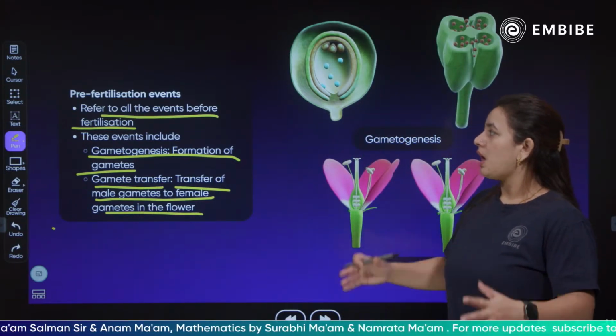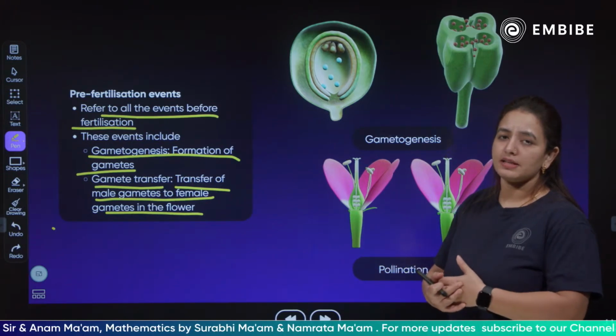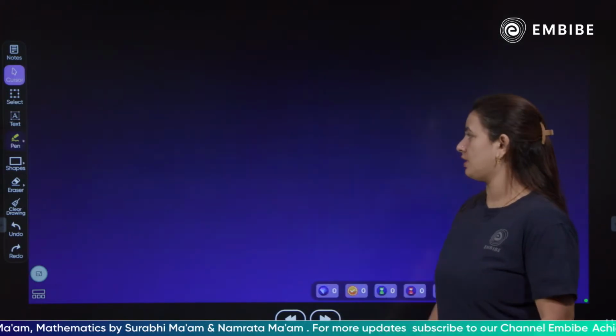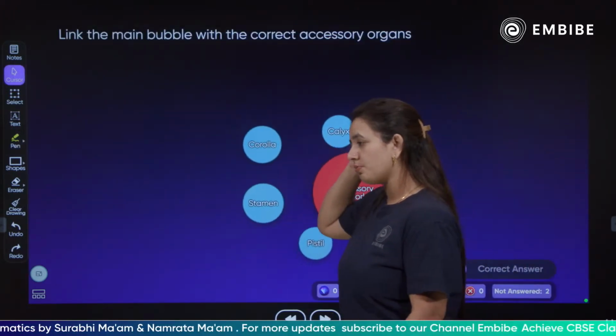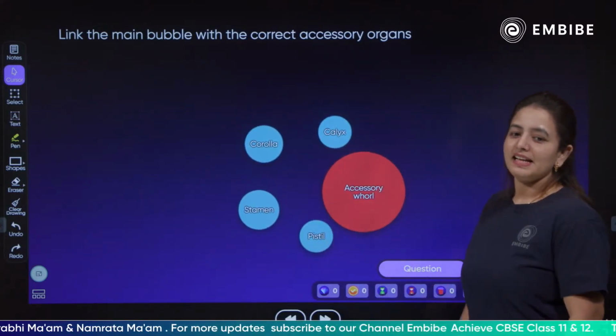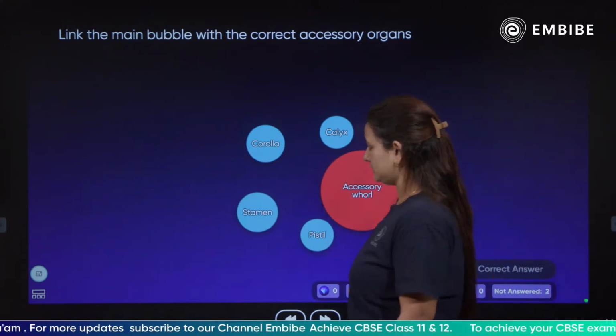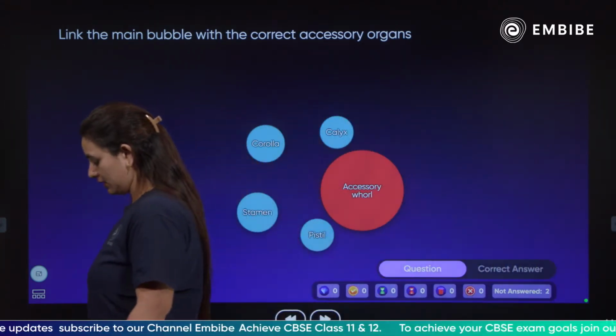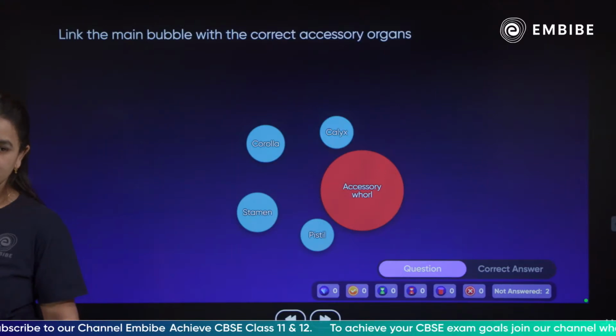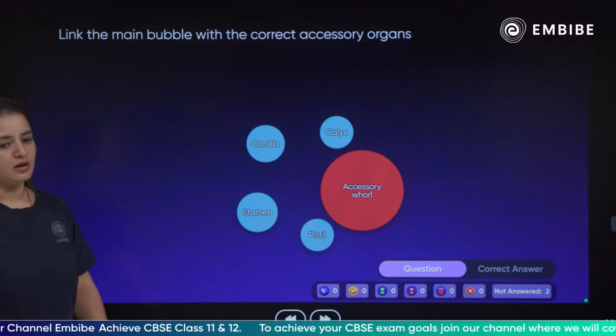Moving forward, after the pre-fertilization events, let's see what the fertilization events are. But before that, we have a question. Link the main bubble with the correct accessory organ. Come on, quickly.